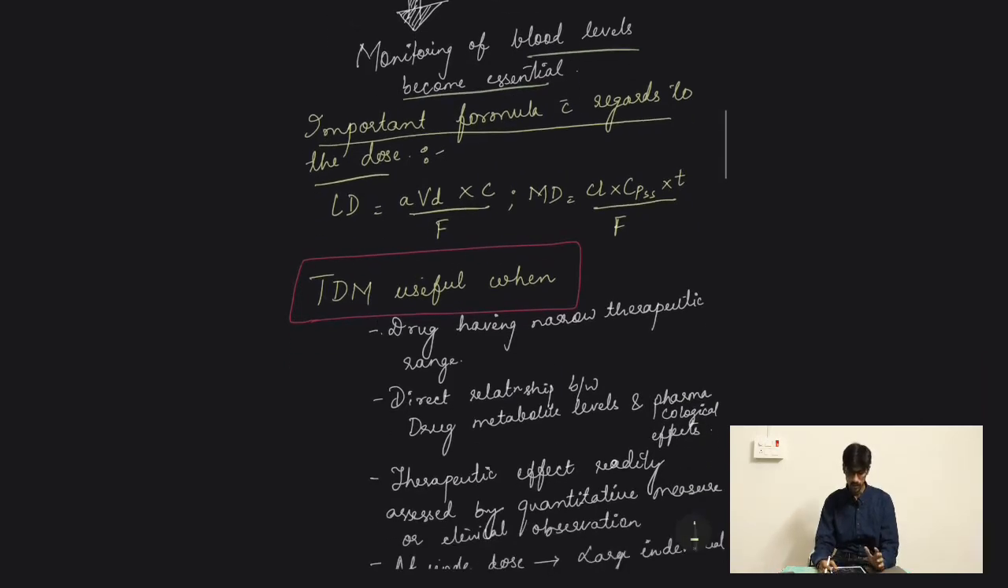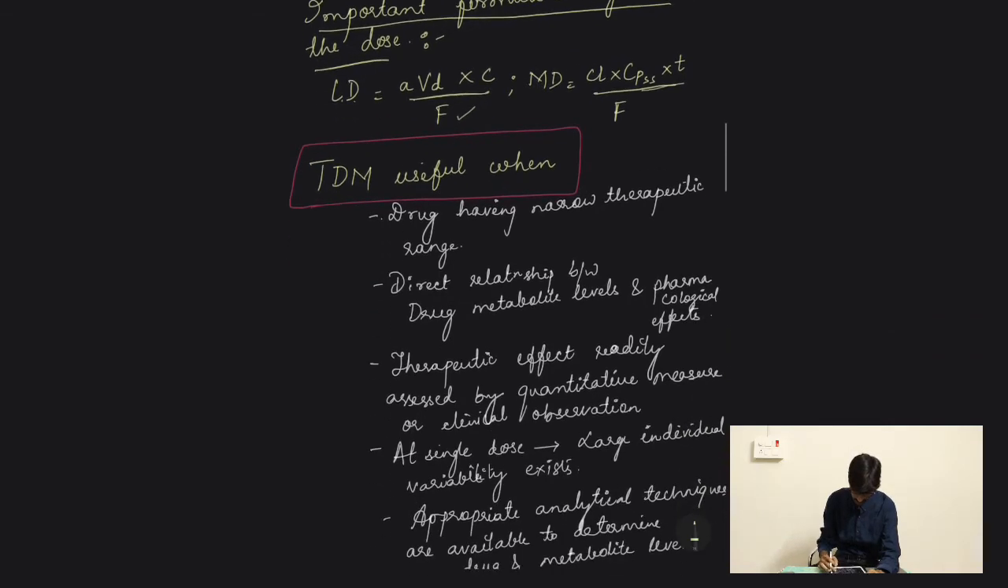Now coming to important formulae with regard to the dose. We all know that the loading dose is given by the formula AVD, that is apparent volume of distribution, or so to say volume of distribution, into concentration divided by F, where F is the bioavailability. And maintenance dose is given by clearance into steady state plasma concentration into time divided by bioavailability, that is F.